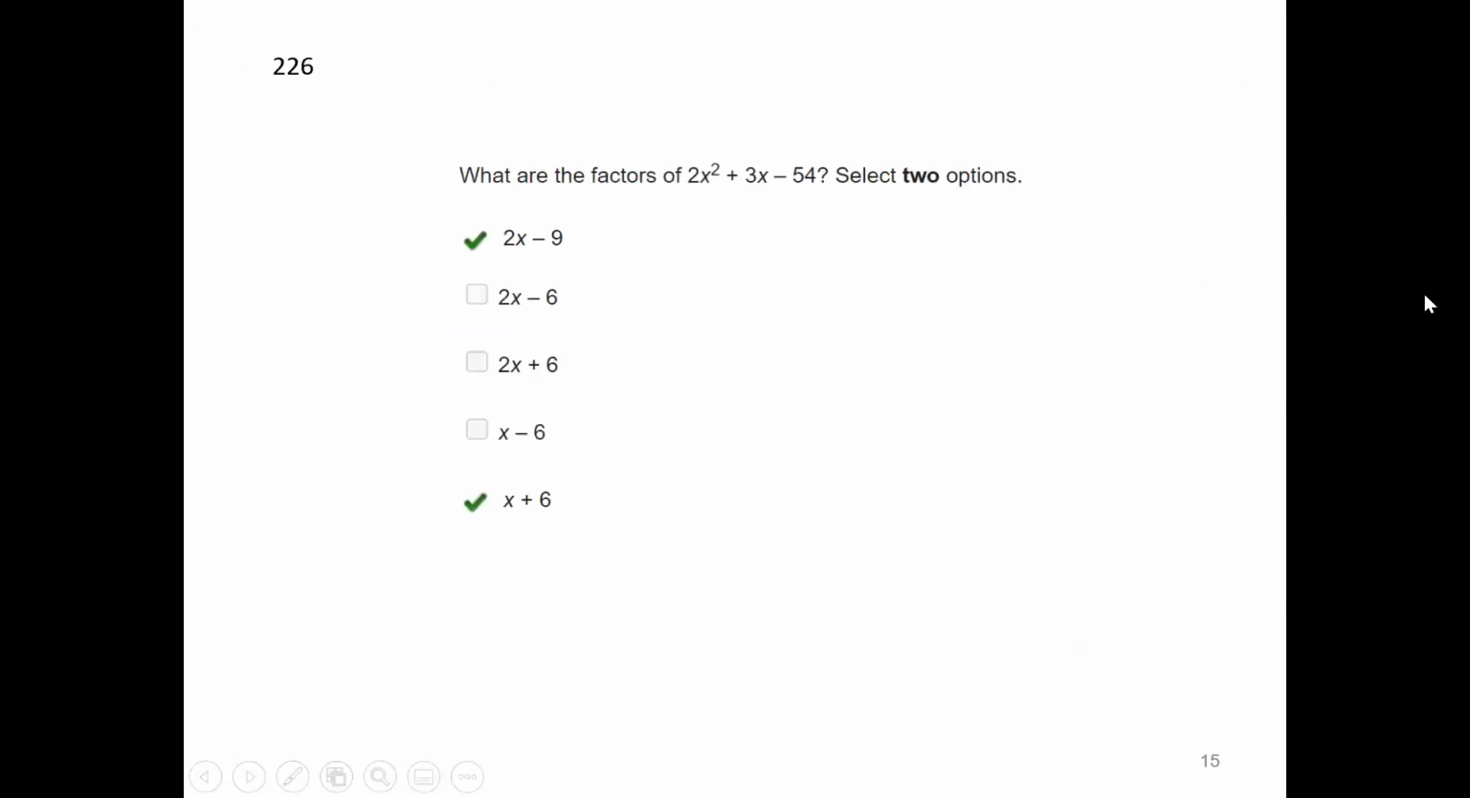All right, let's go and take a look at 226. What are the factors of this? So we're back to this again. All right, so looking at this right here, you guys, we're going to start off with something like this. Equals 0. Now, I'm going to draw a plus sign. So the two numbers here multiplied together have to be equal to the first number.